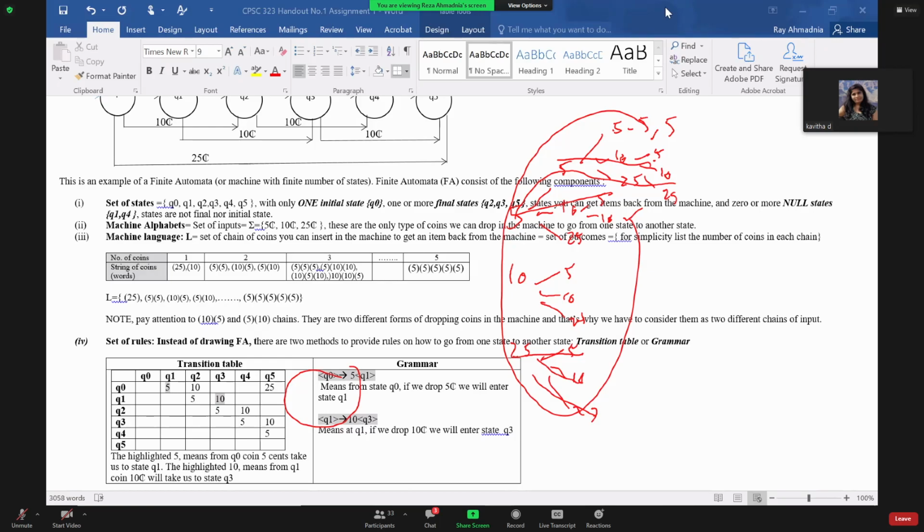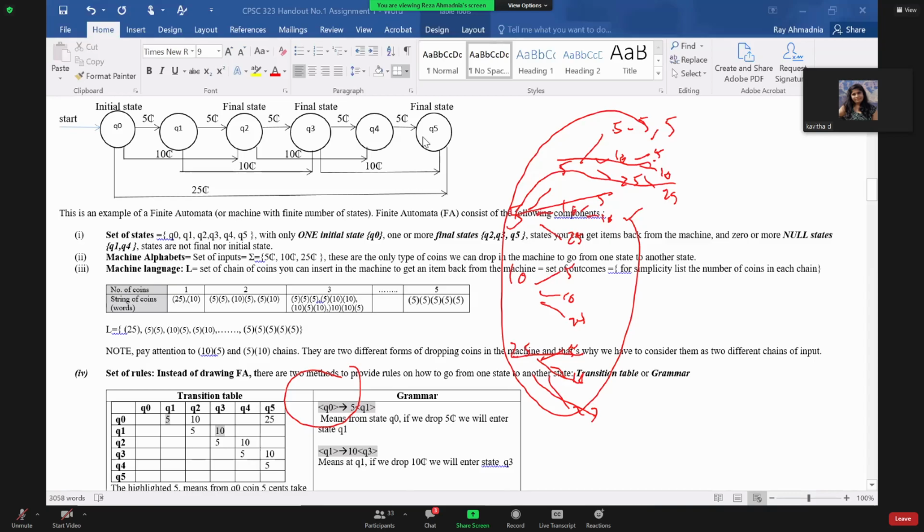Professor, if you put 25 cents, 125 cents, it will take from initial to final, that is Q4. But from Q5, I cannot go anywhere. No, I'm not talking about the transition table. I'm talking about the previous table, the number of coins. So if it is 125 cents, it will go from initial to final. Yes. But you need 2 10 cents to go to Q5. So the length of coins will be 2, right? So 10 cannot be included there.